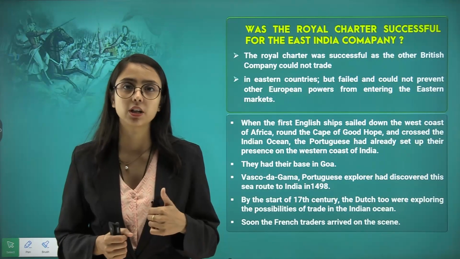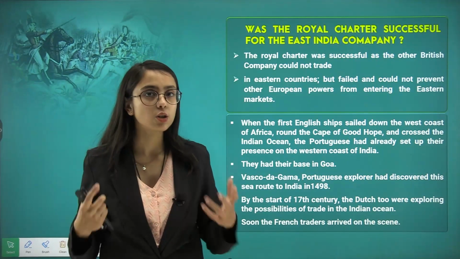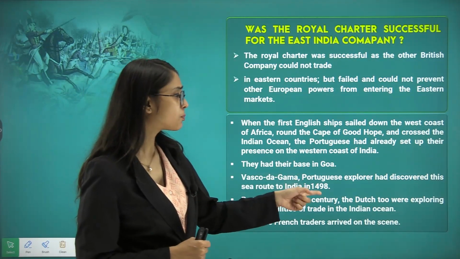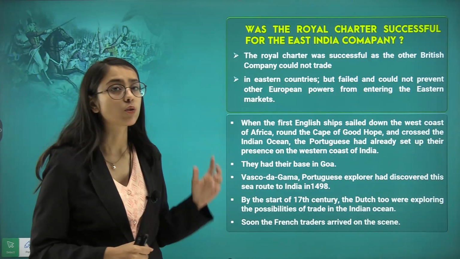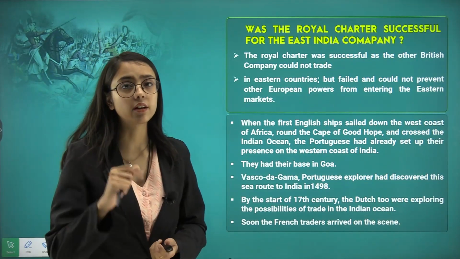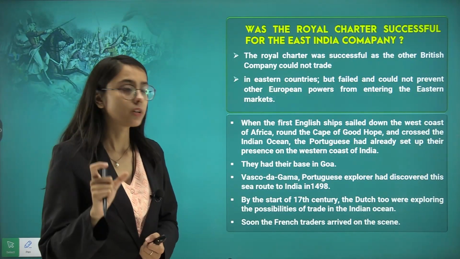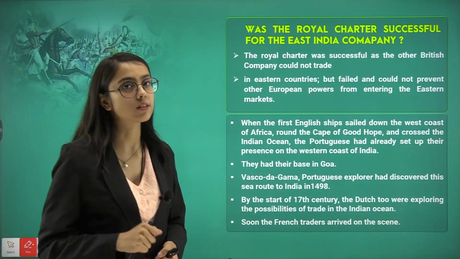There was a lot of competition. So, what did the Britishers do? What new things did they find? Vasco da Gama, the Portuguese explorer, discovered this sea route to India in 1498. Here we need to note an important date and the name of an important explorer.